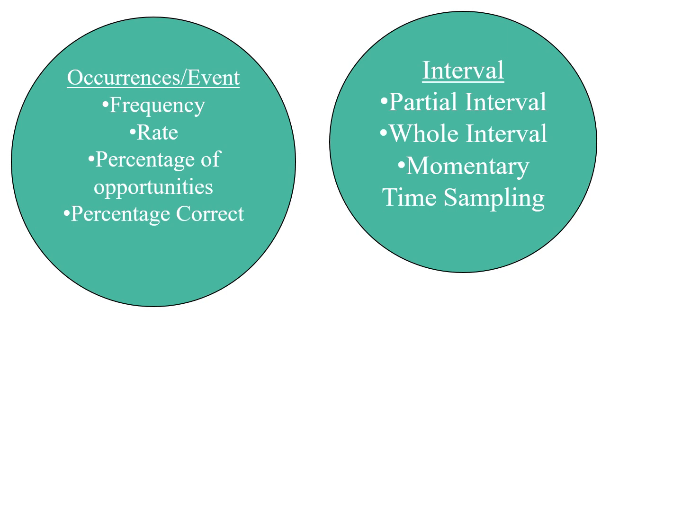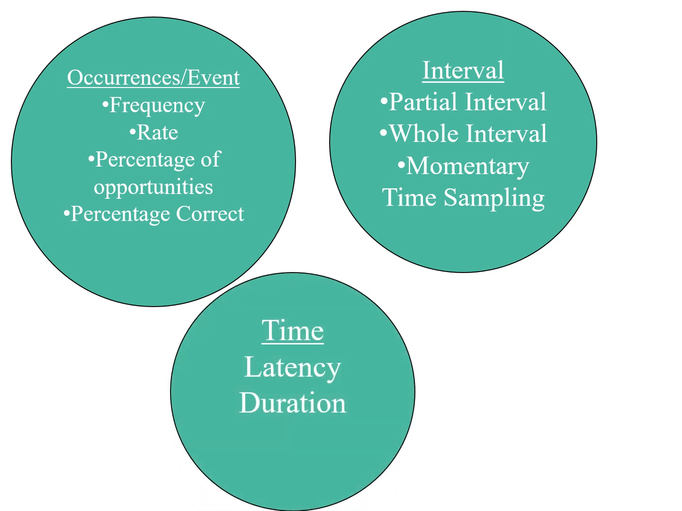So remember, there's partial interval, whole interval, and momentary time sampling. Each one of them has its own use. And then, of course, the other area is time, which would be latency or duration. Now, momentary time sampling gives you a good estimate of duration, whereas partial interval and whole interval are related more to frequency, and they give you a measure of the prevalence of a behavior. Partial interval recording is used as sort of an estimate of frequency or prevalence.